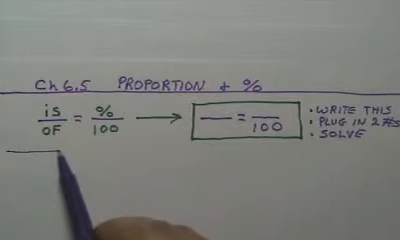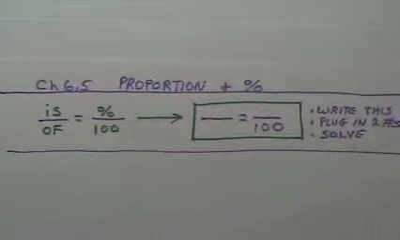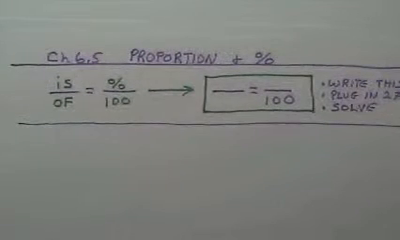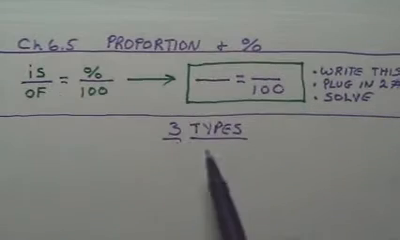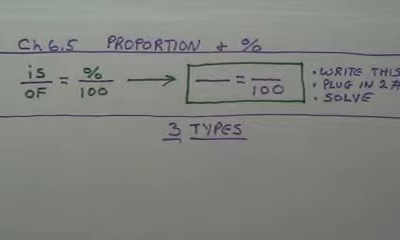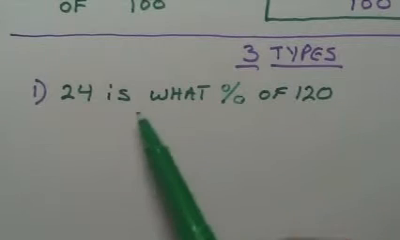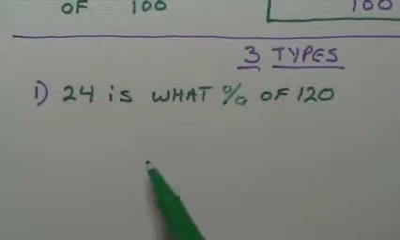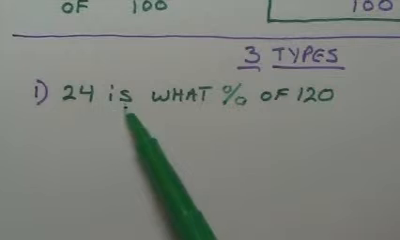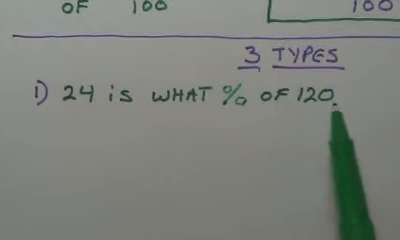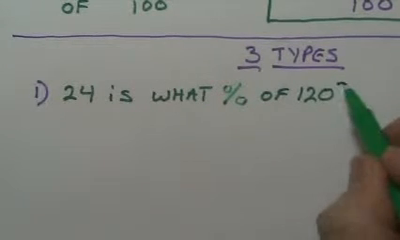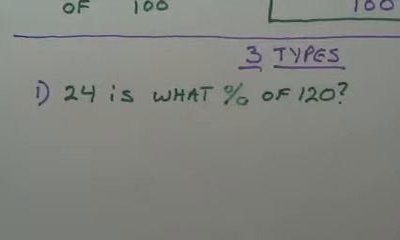So I'm going to separate this because these are my directions. And now we'll show three different types of problems that you'll see. So three types, and we'll do three examples. Okay, so here's the first type of problem. It says, 24 is what percent of 120? And of course a question mark. 24 is what percent of 120?